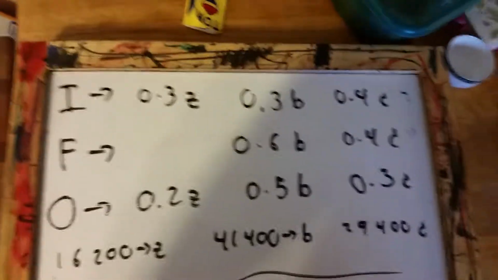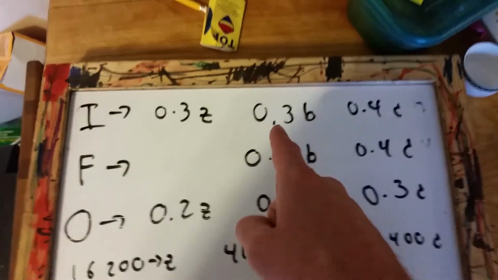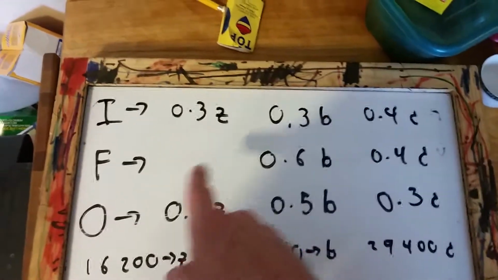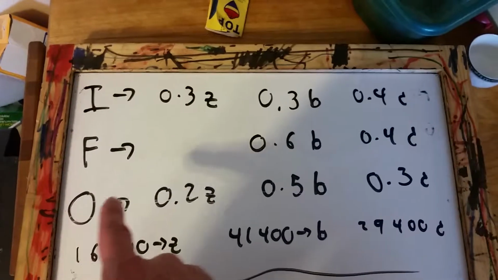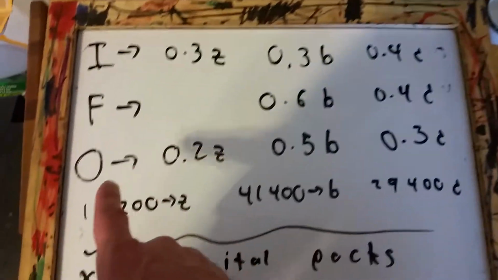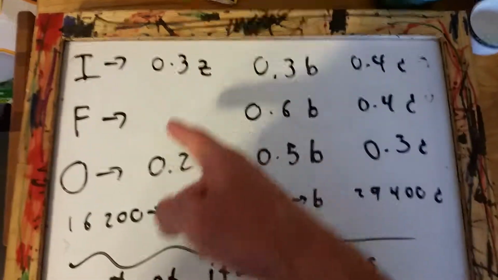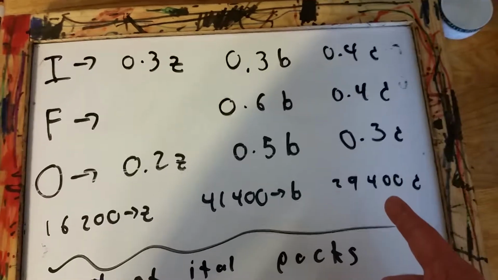Okay, so here's what I did. I said Italian: 0.3 zucchini, 0.3 broccoli, 0.4 carrots. French, no zucchini, right? So let's leave a blank here. 0.6 broccoli, 0.4 carrots. Oriental, here we go. And then all of my totals. You'll notice I organized everything together: my zucchini went together, my broccoli went together, and my carrots went together.